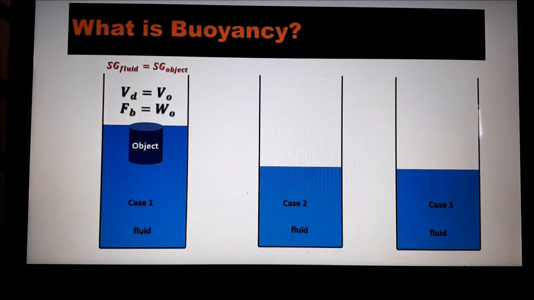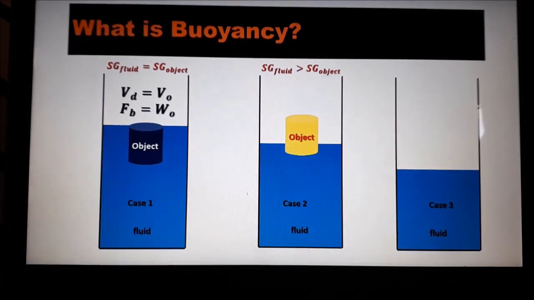Now for case number 2, assuming the specific gravity of the fluid is greater than the specific gravity of the object. In this case, we can simply conclude that the object will float on top of the fluid. So it means that part of the volume of the object will be submerged in the fluid while some of the parts will be exposed on top of the fluid.